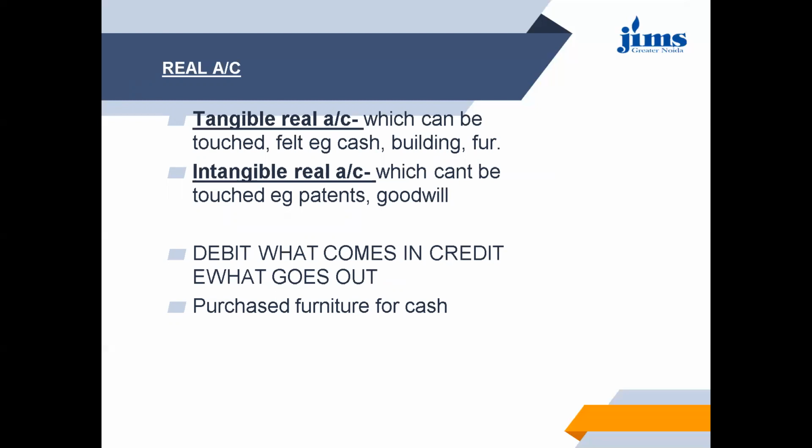So, for tangible and intangible assets, the rule is debit what comes in and credit what goes out. So, if any asset is coming, it will be debited, and if any asset is going out of the organization, it is being sold, then it will be mentioned in the credit side.